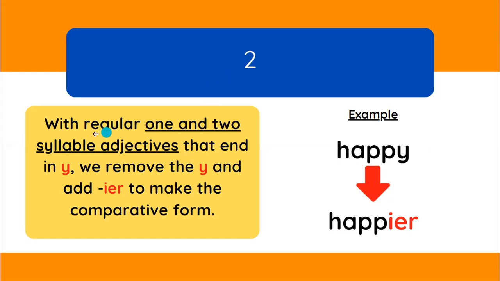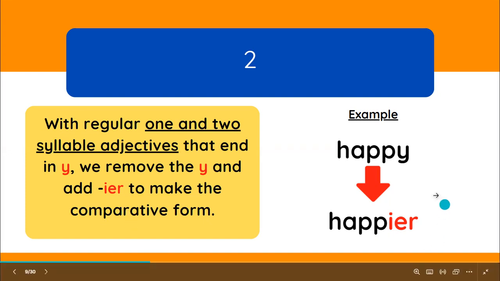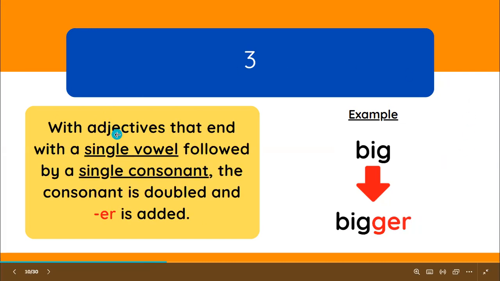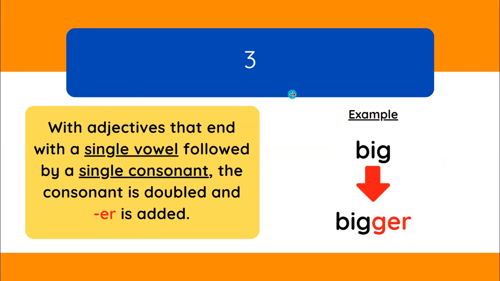Okay, the second one, Jamila, please. With regular one and two syllable adjectives that end in Y, we remove the Y and add IER to make the comparative form. Okay, thank you so much. Remember, we have to take out the Y and replace it with IER.